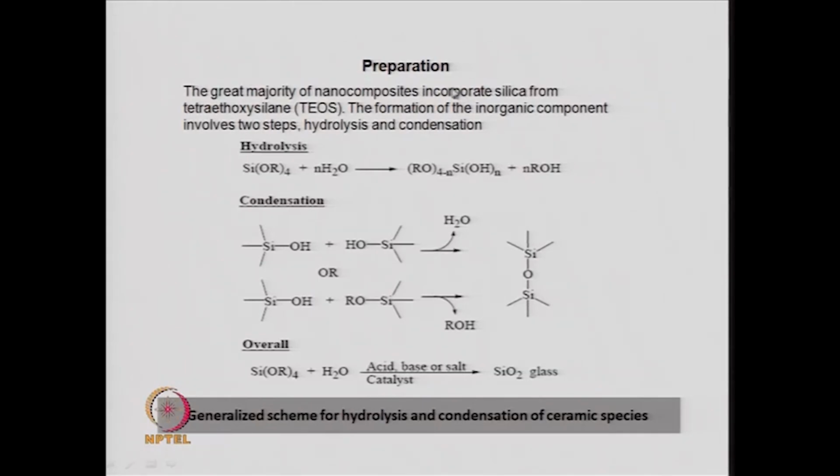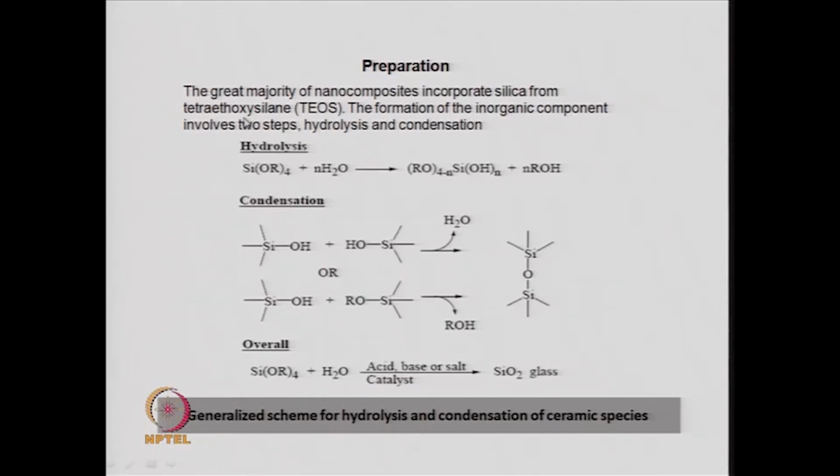Simply speaking, making nanocomposites, silica based nanocomposites or many others like titania based nanocomposites, they all go through a two step reaction. The first step is the hydrolysis and the second step is the condensation. This is true for a large majority of the nanocomposites which use alkoxides as their starting reagents. In this case, one wants to make silica as the inorganic component of the nanocomposite. So, you want to incorporate silica.